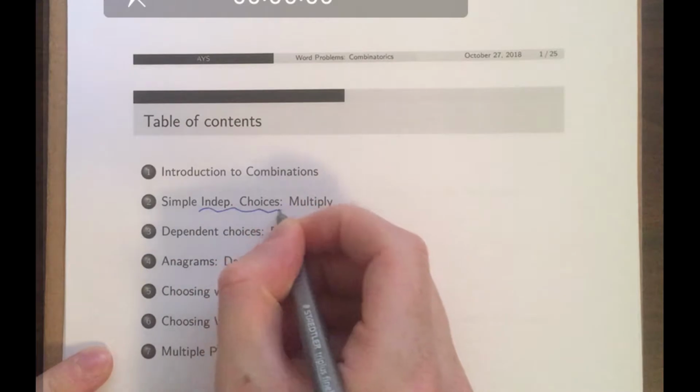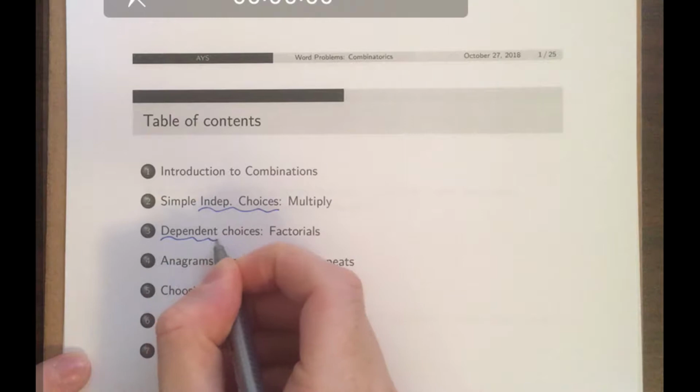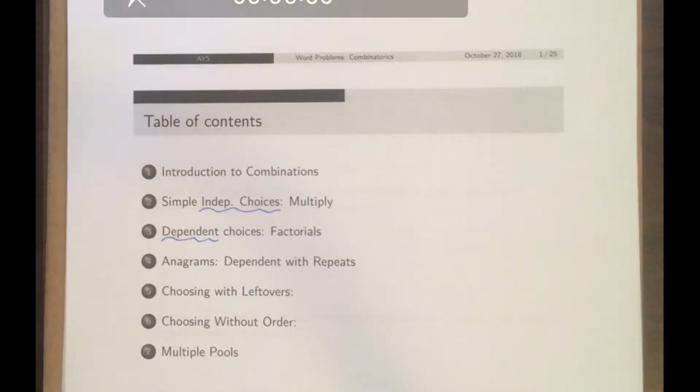An example of an independent choice could be if you're going to dinner and you had to choose an appetizer, an entree, and a dessert. Your appetizer choice wouldn't really affect your entree choice. Then we'll talk about dependent choices, such as filling students into different chairs. Once a student has been filled into a chair, another student can't sit there. So these are dependent choices.